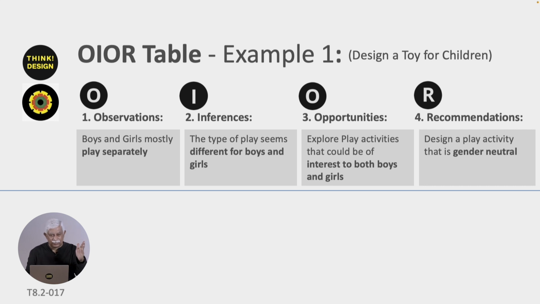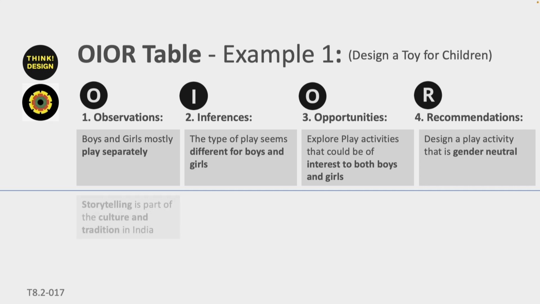Okay. So, let us go over it. Boys and girls mostly play separately, that is the observation. Inference is that the play seems to be different for boys and girls, they play different kind of games. Okay. And the opportunity is to explore activities that could be of interest to both boys and girls. So, can you actually design play activities that are gender neutral? Okay. So, let us look at the second observation.